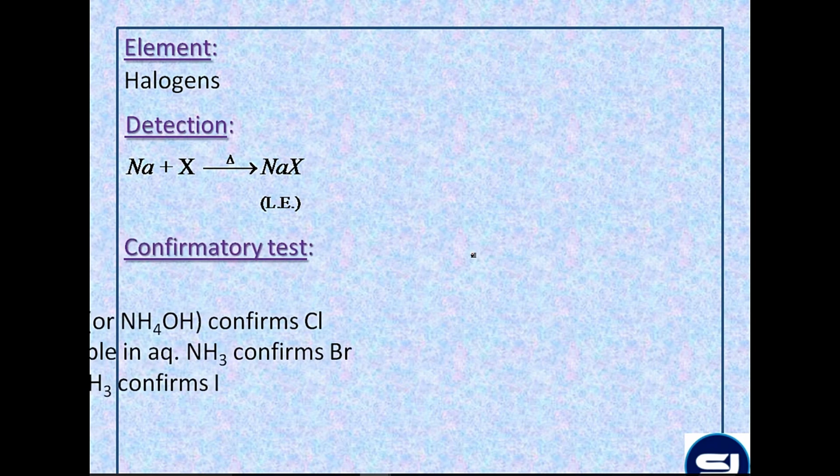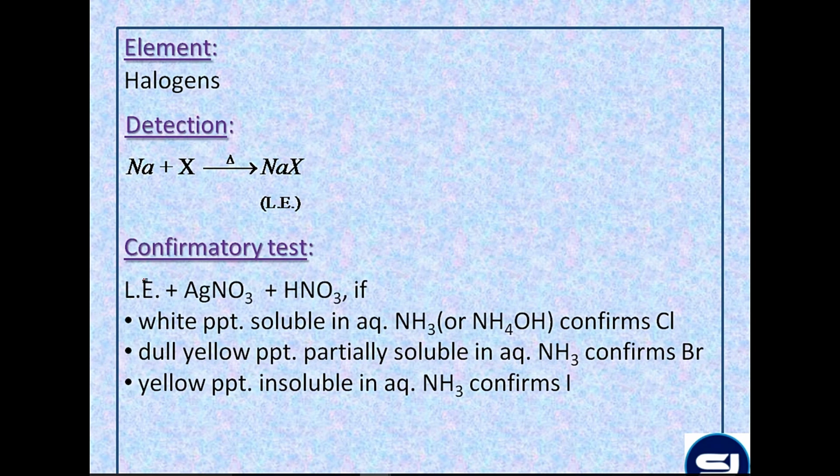Next is the detection for halogens, and the detection again is done by using Lassaigne's extract, and here the sodium reacts with the halogen to form sodium halide in the Lassaigne's extract. In the confirmatory test, the Lassaigne's extract is reacted with silver nitrate along with HNO3.